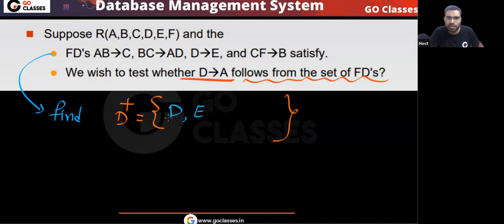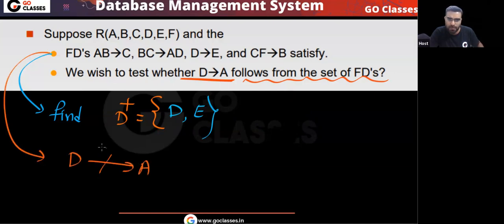That's it. This is your answer. So can I say D can determine A? In this FD set, you can see D does not determine A.